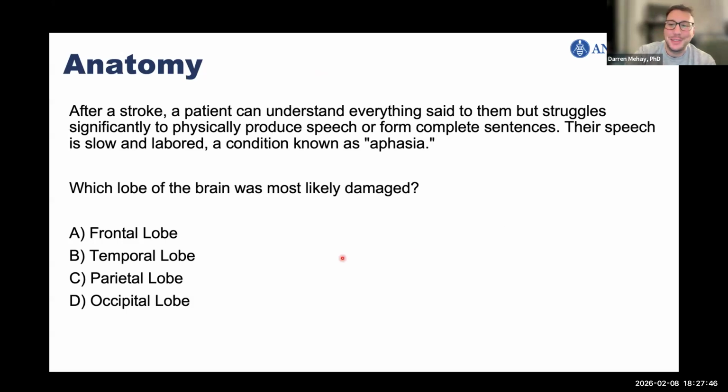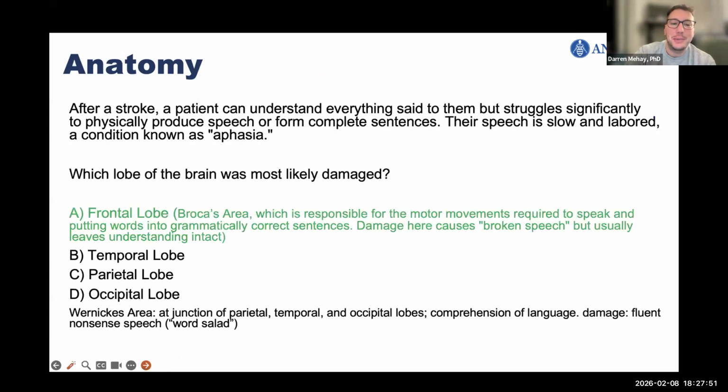Looks like everyone is dropping A into the chat, and that is going to be correct. So A is going to be the frontal lobe, but more specifically, I wanted to get at Broca's area. This is going to be responsible for the motor movements required to speak, so putting words grammatically correct in sentences. So damage to this frontal lobe or Broca's area specifically is going to cause broken speech.